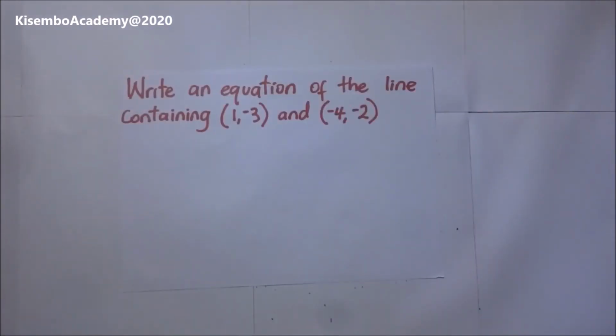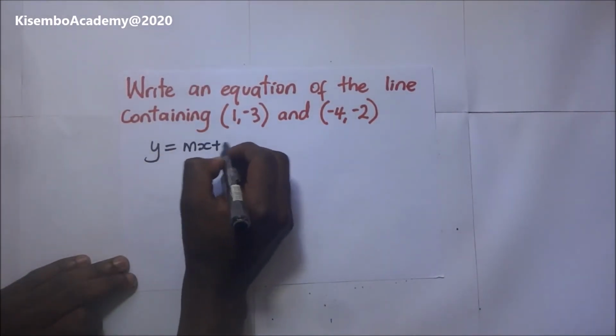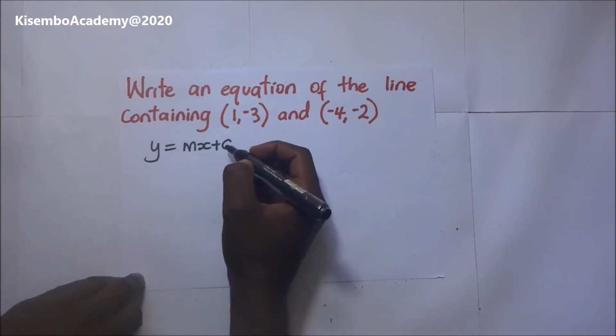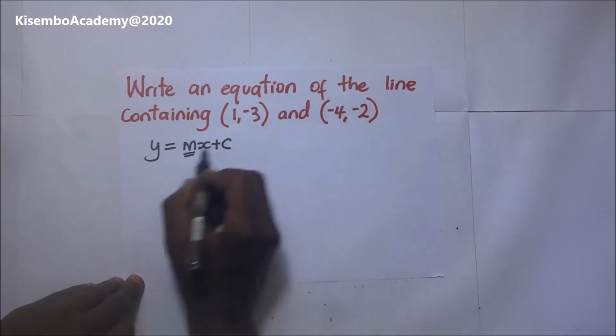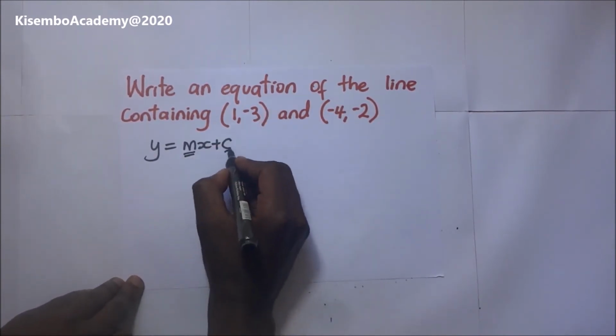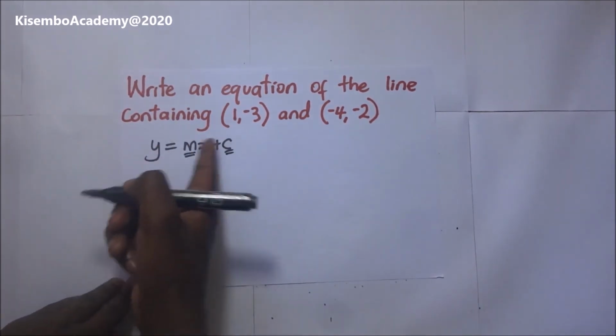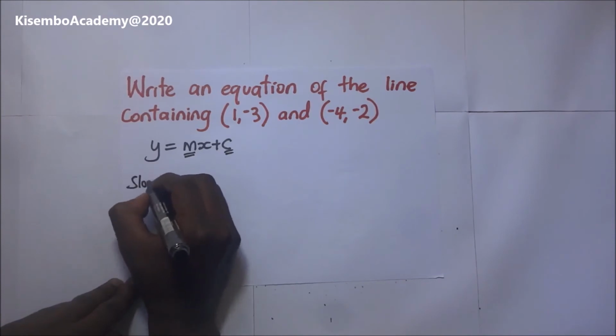So in this question, they're asking us to write an equation of the line containing 1, -3 and -4, 2. So in the slope-intercept form of the equation, y is equal to mx plus c is the general form of the equation. So it means that we are going to first have to find the value of m, the slope. After finding the value of m, then we shall go ahead and use one of these points to find the value of c. Then we shall substitute everything here to get the general form of the equation. So we first find the slope.